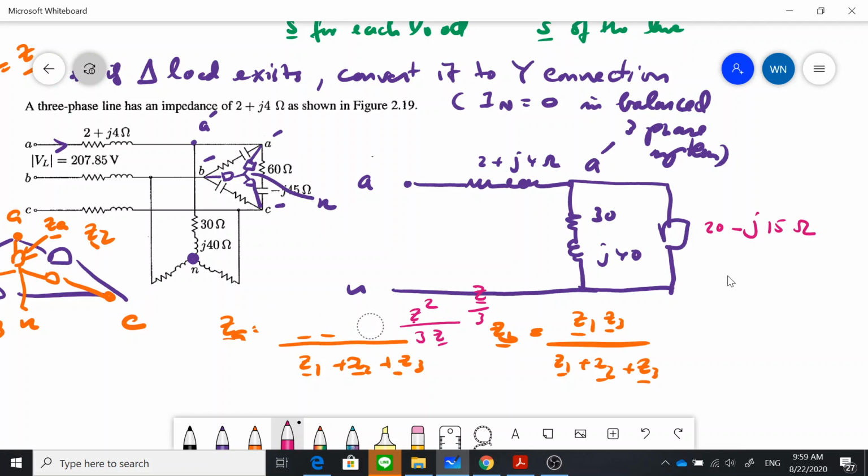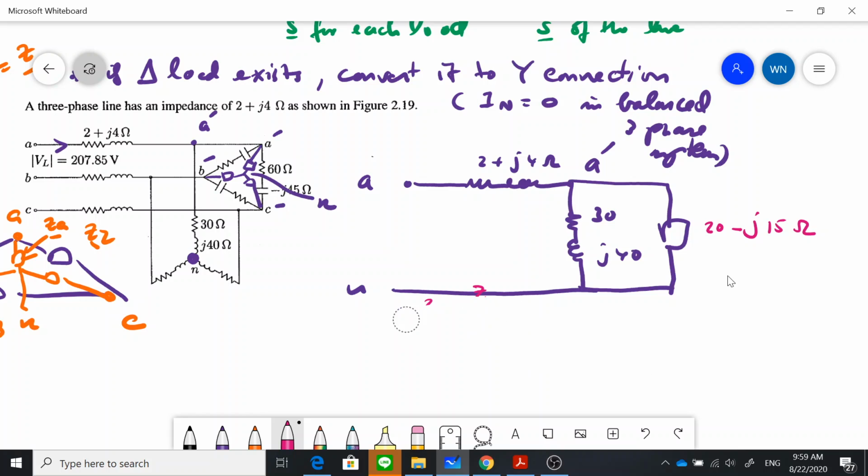Now what you have to do here is just analyze the circuit from here. The problem also gives you the voltage at the supply side, which is here. But remember the problem says that the voltage at the supply side is VL, which is 207.85 volts. So when we write in terms of phase quantity, because you see this is phase A with respect to the neutral, the voltage here must be reduced by square root 3 times, right? So you have to get 207.85 divided by root 3.